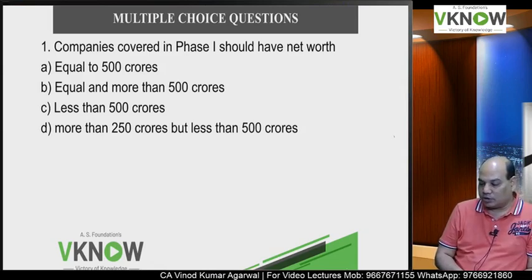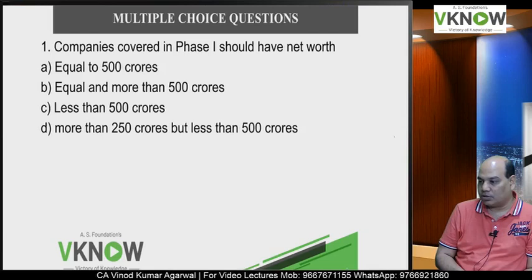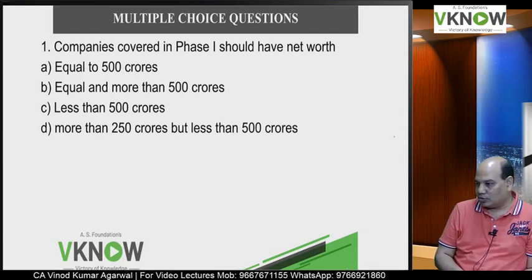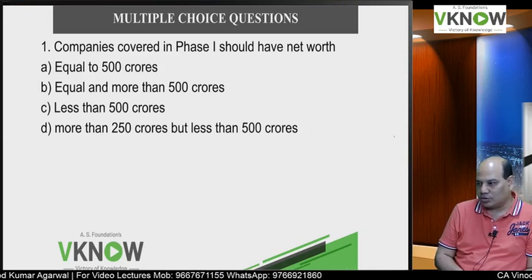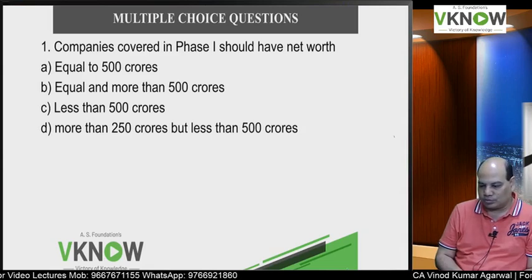Companies covered in Phase 1 should have net worth: Option A, equal to 500 crore; B, equal to or more than 500 crore; C, less than 500 crore; D, more than 250 but less than 500. So students who are learning at home will also reply. In the old course MCQs were not there, but in the new course they have said they will ask MCQs. So I am expecting the answer from students who are either attending online or on YouTube. What is your answer? A or B or C or D?